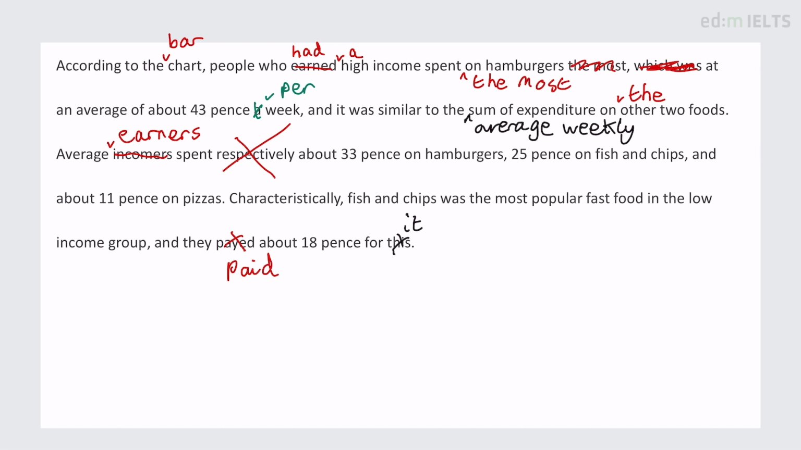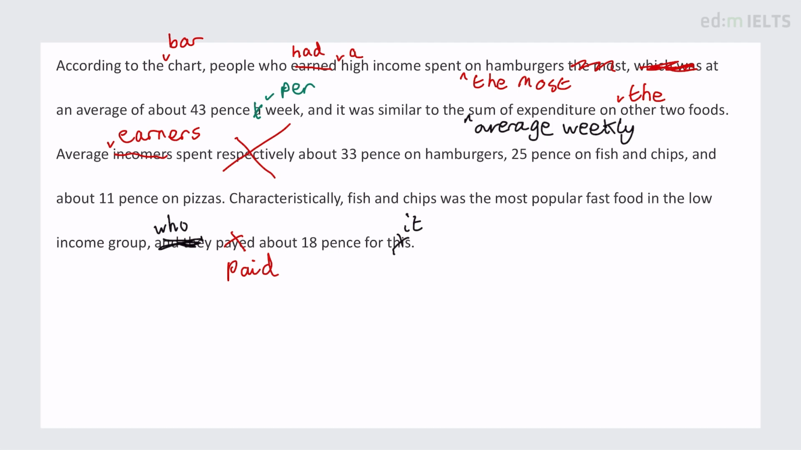There's nothing wrong with saying "and they paid," but it's not very interesting in terms of the grammar. So I'm going to change it to "who paid," using a relative clause with the relative pronoun "who." Instead of saying "they," I'm going to use "who."